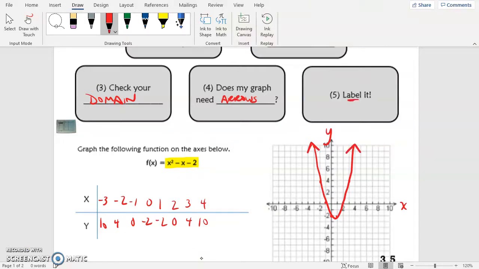Last thing is label it. I'm going to label it with the name that it gave me, which was, in this case, f of x. Your graphs always need labels. If they do not have labels, it is wrong every time. Make sure you put that label on there.